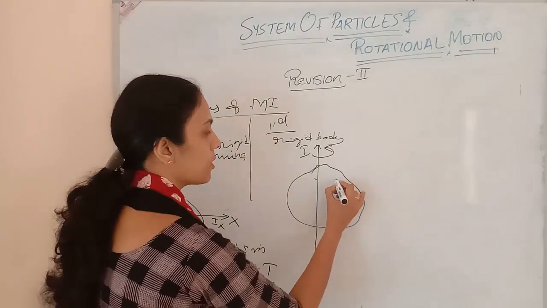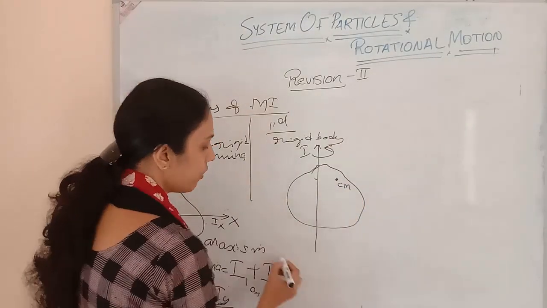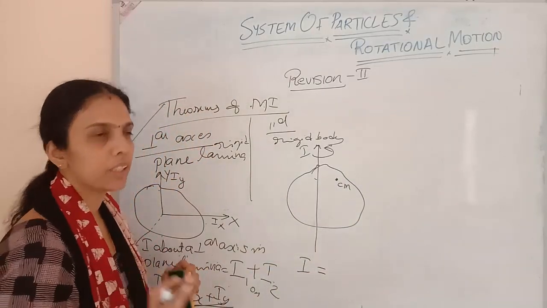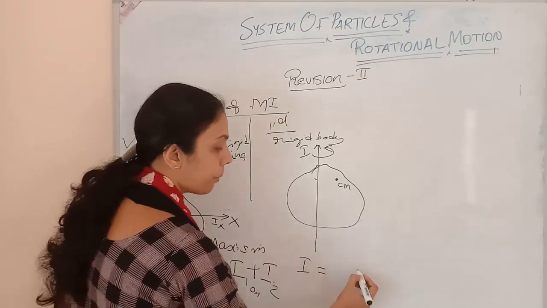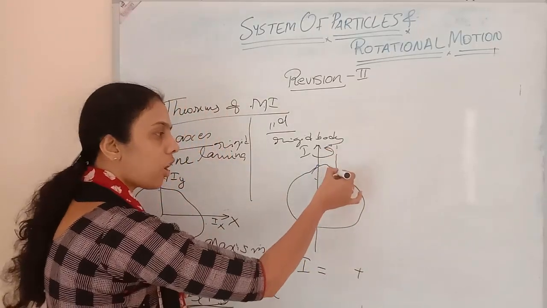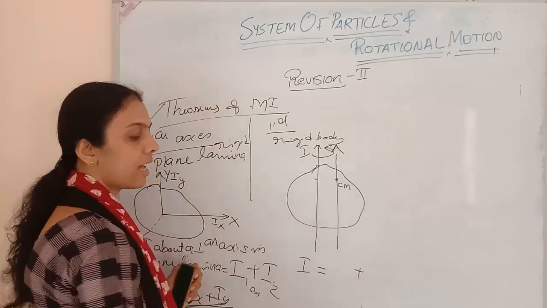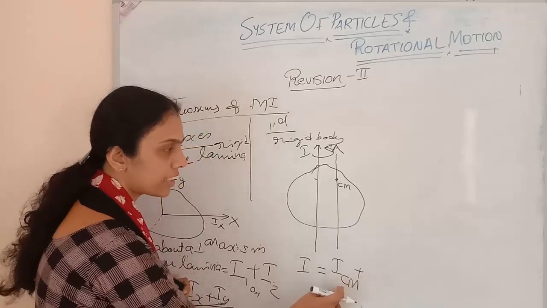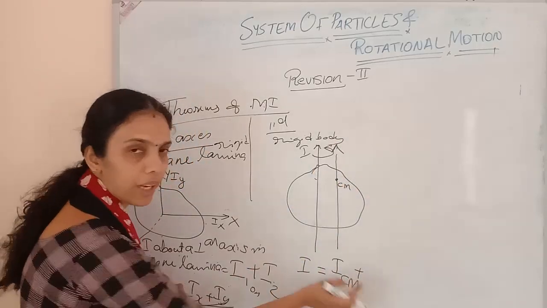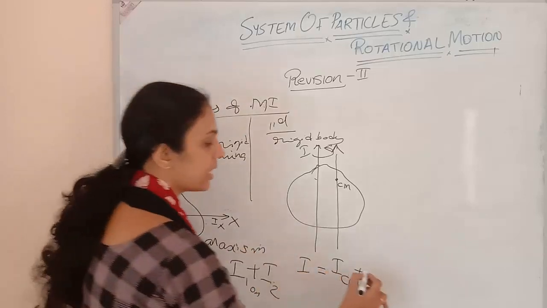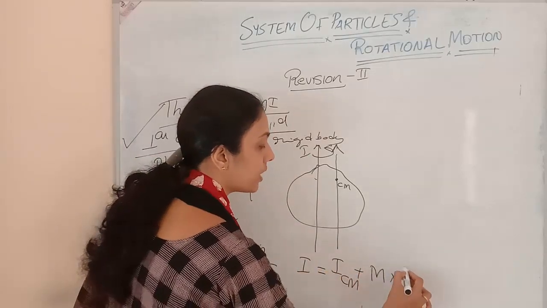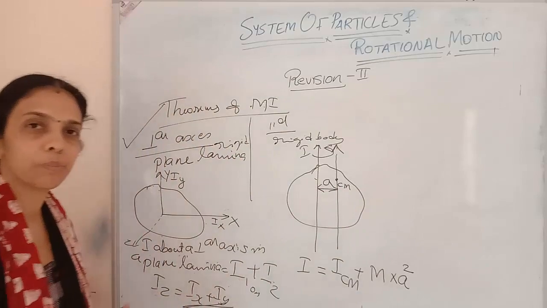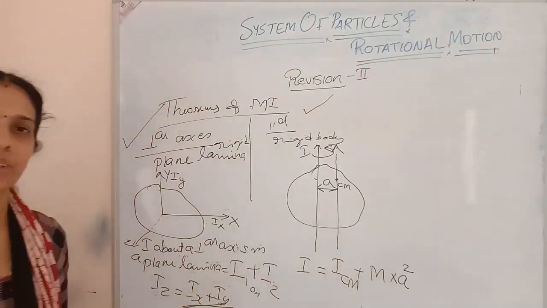I am finding out where the position of the center of mass is. Then the moment of inertia of a rigid body about any axis is equal to the sum of the moment of inertia about a parallel axis which is passing through the center of mass, and the product of the mass of the rigid body and the square of the distance between the two axes. This is the parallel axis theorem.